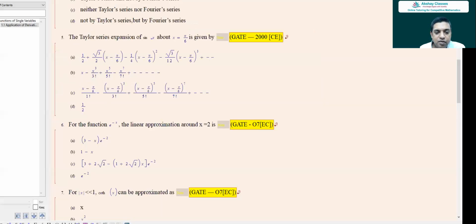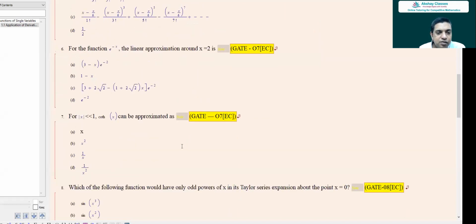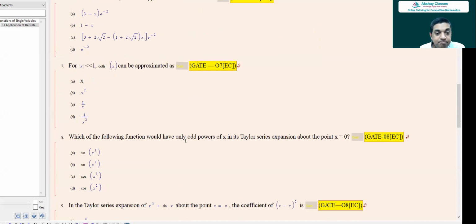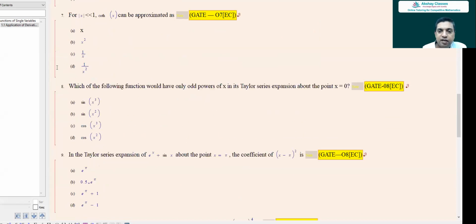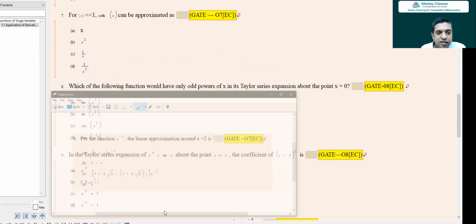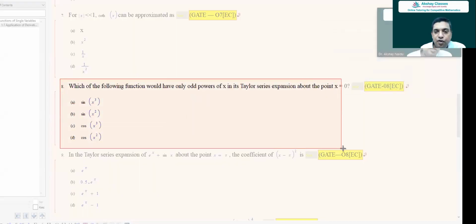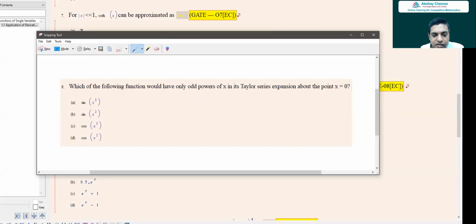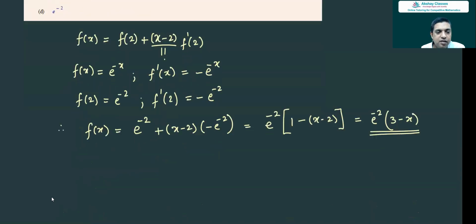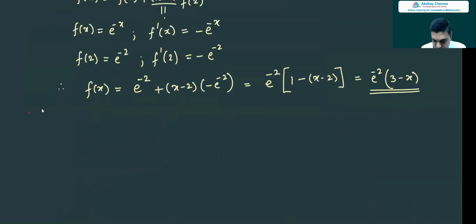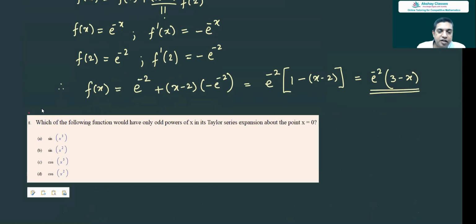So we get questions of this type. This one, let's try this. This will be easier. Which of the following would have odd powers of x in Taylor series expansion about x equal to 0? That means he's talking about Maclaurin series expansions.